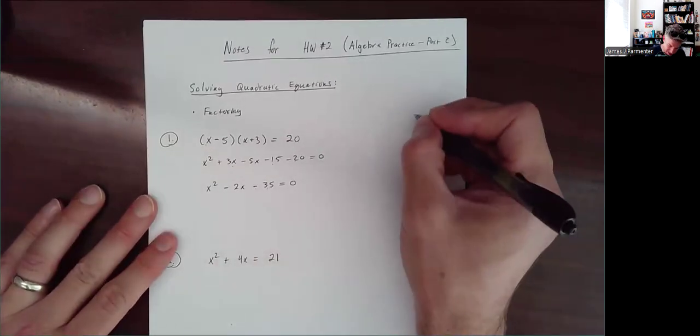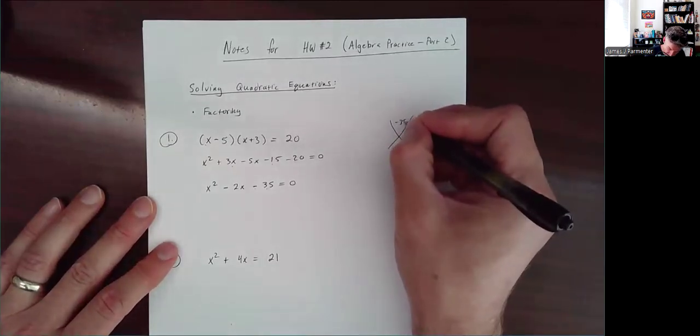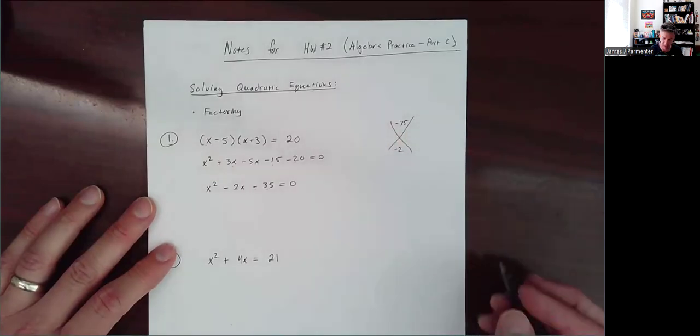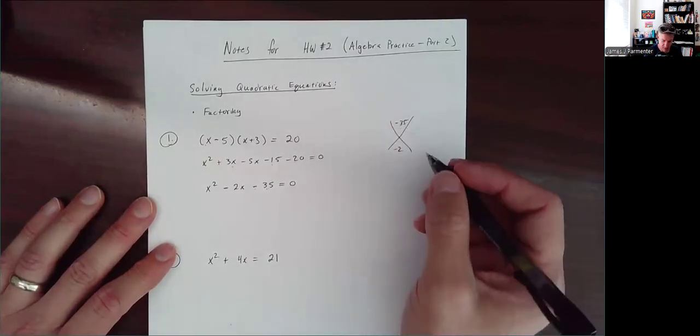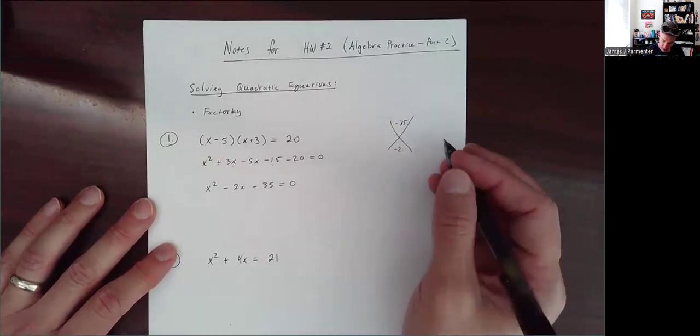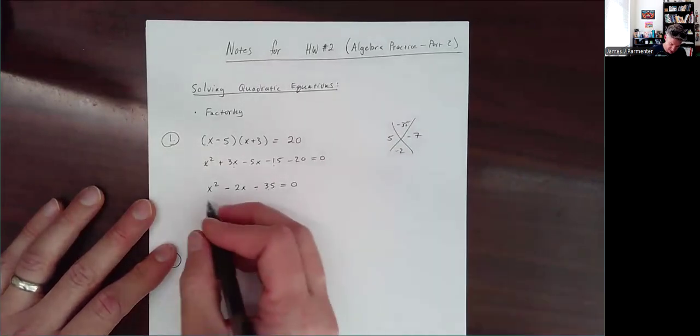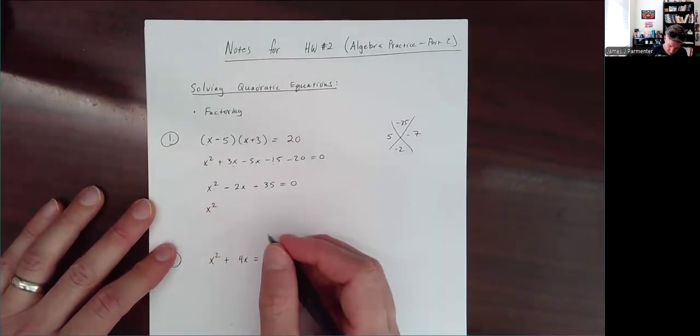So people draw this diamond thing. I've never really been a fan of that, but if you like that, cool. I don't find it helpful. So I'm looking for numbers that multiply to negative 35 and add to negative 2. Well, the only correct answer here, and there's only ever one correct answer, if there's one at all, is negative 7 and positive 5.